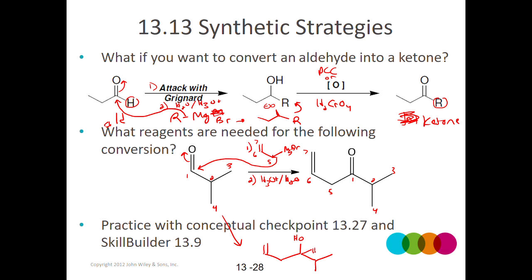So I've got to remove this hydrogen and remove that hydrogen. That's a matter of oxidizing that structure. So from a secondary alcohol to a ketone, I could do PCC or the H2CrO4 chromic acid. And that would oxidize the alcohol up to the carbonyl.